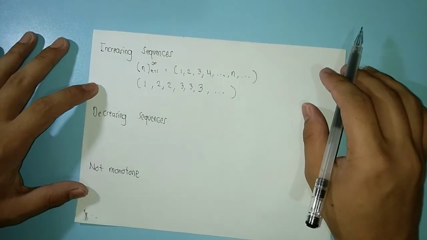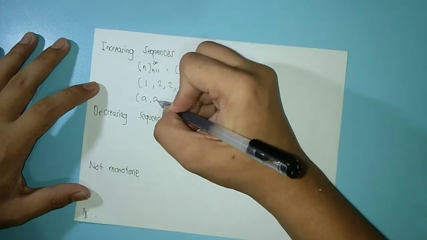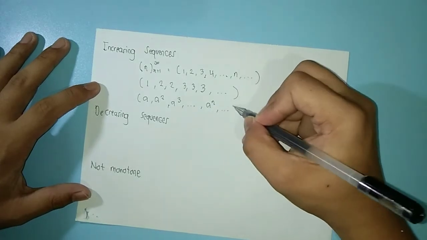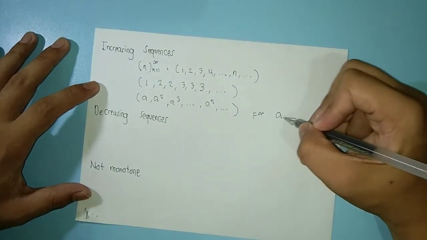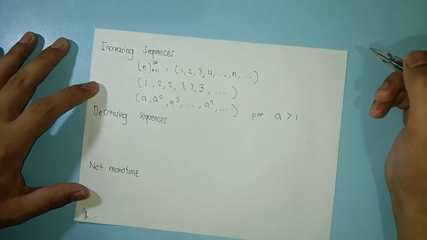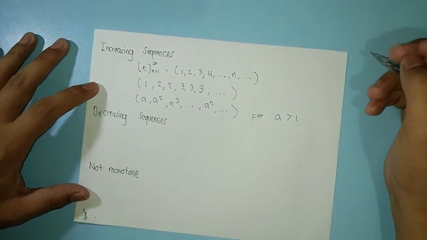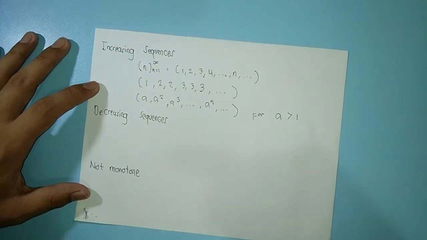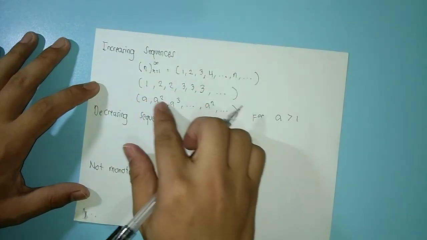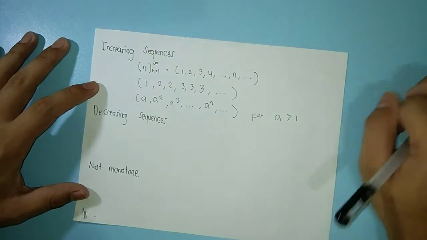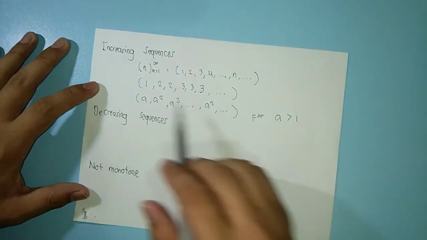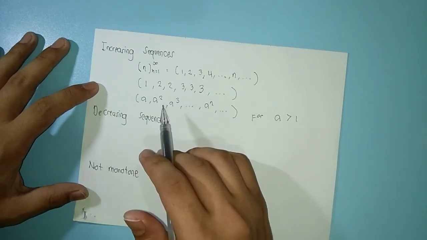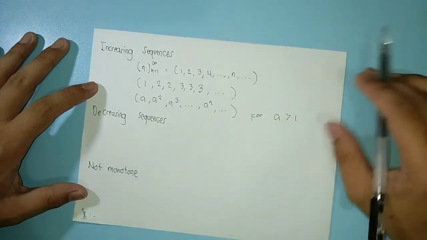Okay? So another example, we have a squared, a cubed, dot dot dot up to a raised to n, and so on for a greater than 1, syempre. Kasi kapag fraction yan or less than 1 yan, hindi siya mag-i-increase, magde-decrease to. Halimbawa ang a natin ay 1/2, so we have 1/2 tapos yung 1/2 squared magiging 1/4, so hindi siya nag-increase. Okay, so ganun lang siya kasimple.